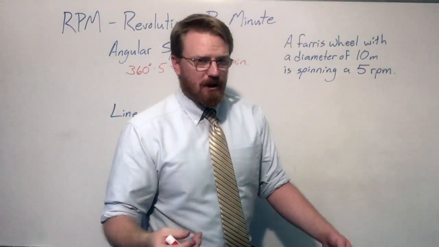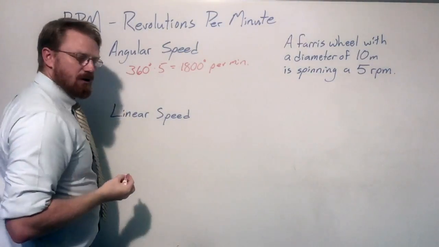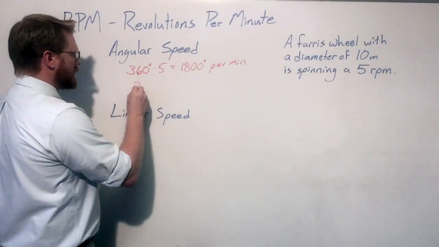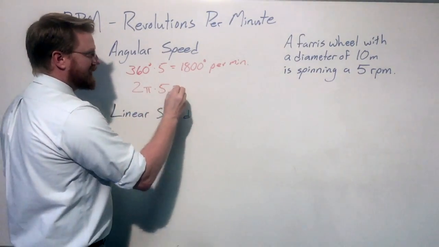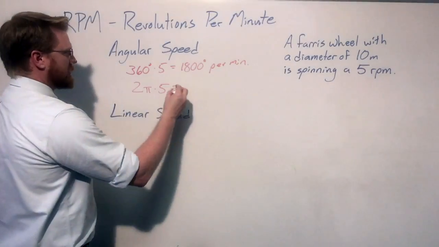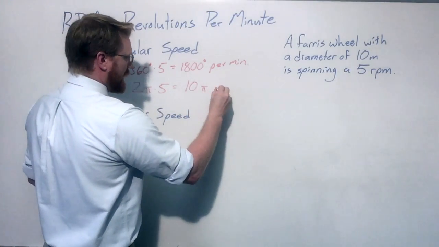If I had to do it in radians, or had to do it in both, I would say instead of 360, 2 pi. That's a full revolution. That's happening 5 times, 5 RPMs. So that's just going to be 10 pi radians per minute.